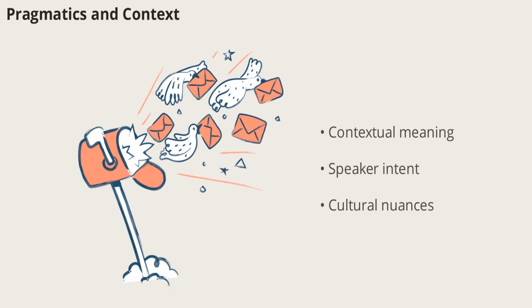Pragmatics deals with the context in which language is used. In NLP, understanding pragmatics means recognizing that the same sentence can have different meanings depending on the situation. For example, "Can you pass the salt?" is a request, not just a question. NLP systems must consider context, speaker intent, and cultural nuances to accurately interpret language. This makes NLP a challenging but rewarding field.